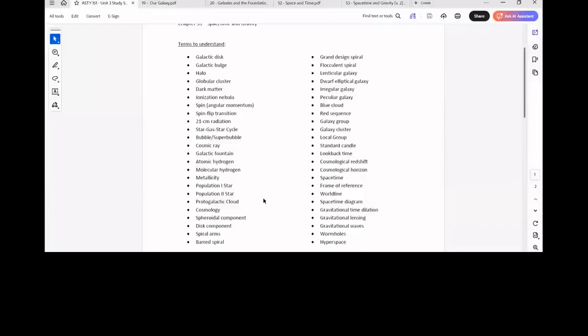Spheroidal component and disk component describe the two components that a spiral galaxy has. The spheroidal component is more like the halo and the material that you can find in the center of a spiral galaxy. The disk component is where you would find the spiral arms. For an elliptical galaxy, the spheroidal component is present, but the disk component and the spiral arms are not.